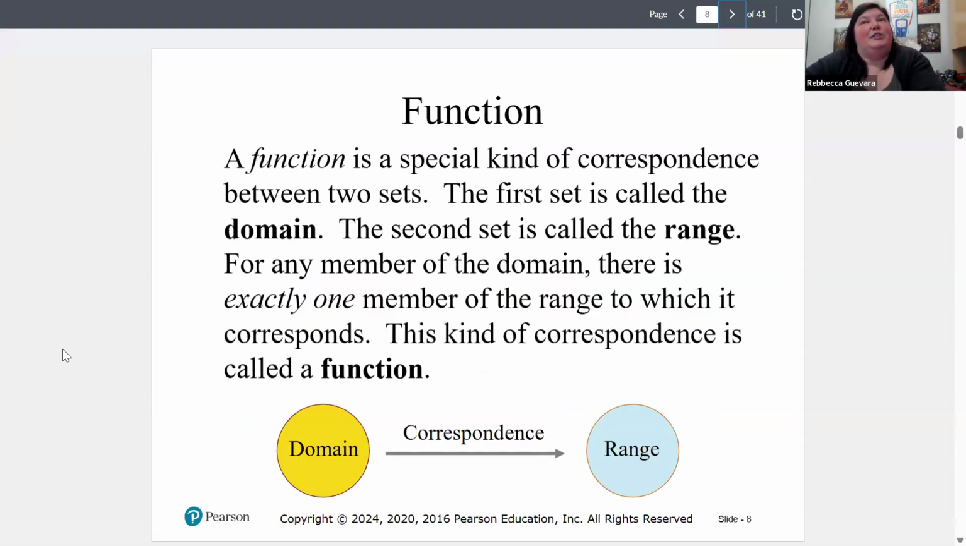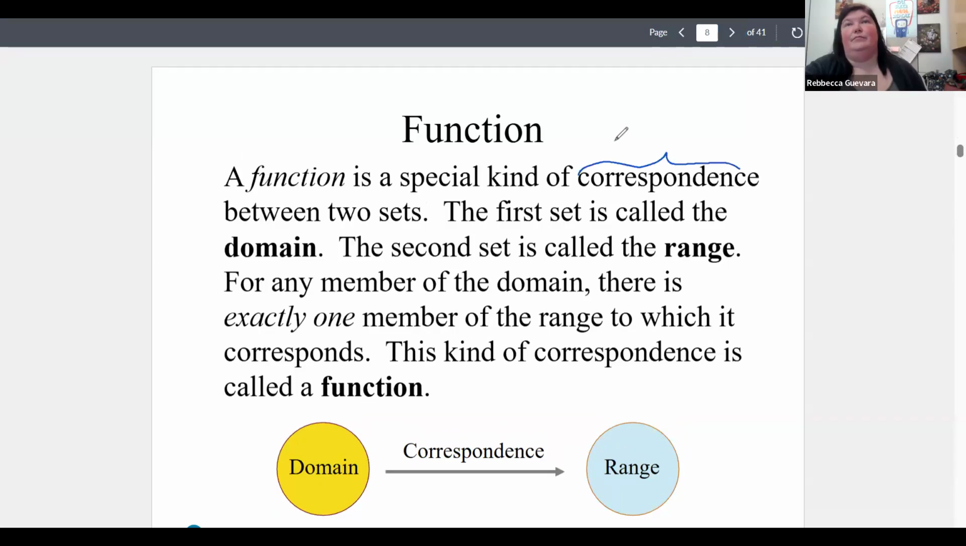So a function is a special kind of correspondence between two sets, or a special kind of relation. The relation and correspondence get kind of used interchangeably. The first set is called the domain, and the second set is called the range. For any member of the domain, there is exactly one member of the range to which it corresponds. This kind of correspondence is called a function.